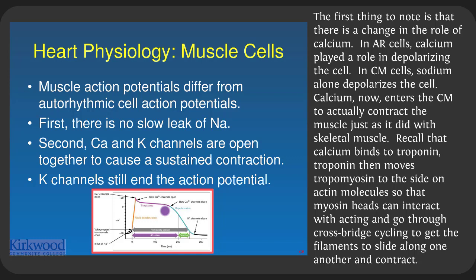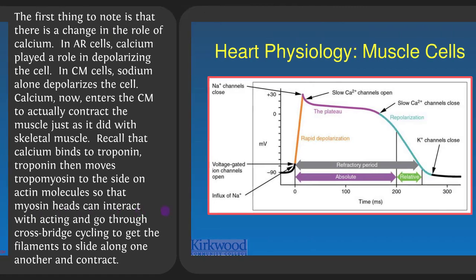Calcium enters after the cell has already been depolarized and actually causes contraction of the muscle, just as it did with skeletal muscle. Recall that calcium binds to troponin. Remember this from AP1. Calcium binds to troponin. Troponin moves tropomyosin out of the way so that actin and myosin can interact and cause sliding in the cross-bridge cycling. So cross-bridge cycling function. And that's what causes the filaments to slide along one another and contract.